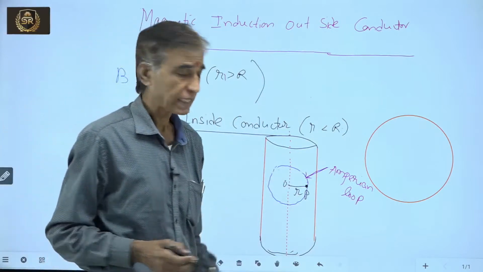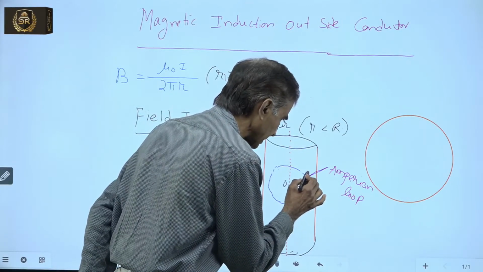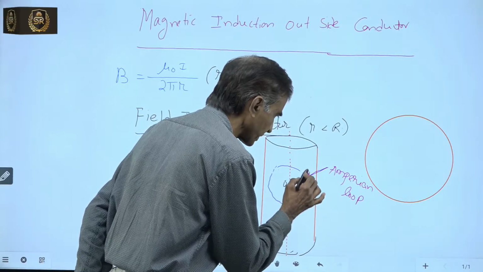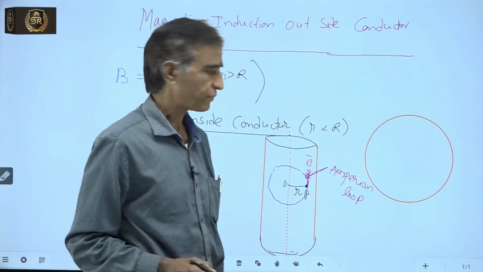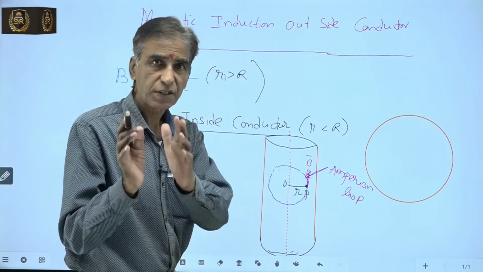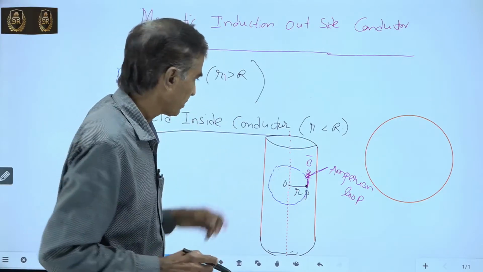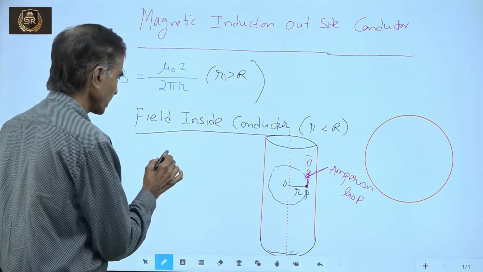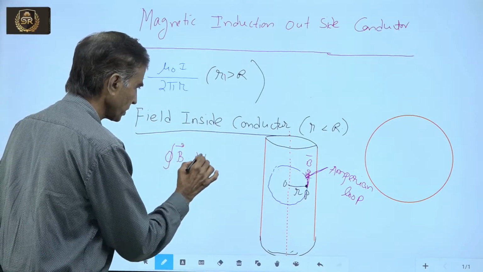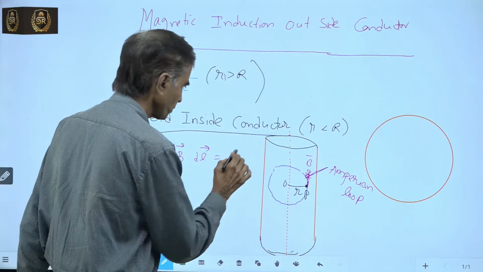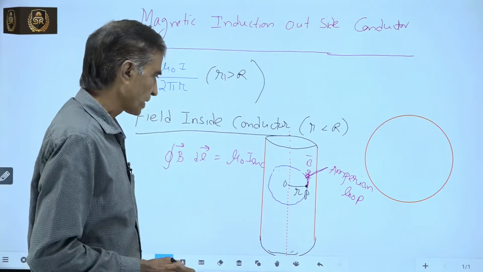So, theta is how much? Theta equal to again 0, because this is the direction of the element, tangent, and the field B is also in the same plane. Therefore dl and B are parallel to each other, both vectors are parallel, that means theta equal to 0. Therefore, we write the line integral of B dot dl is equal to mu naught into I enclosed.